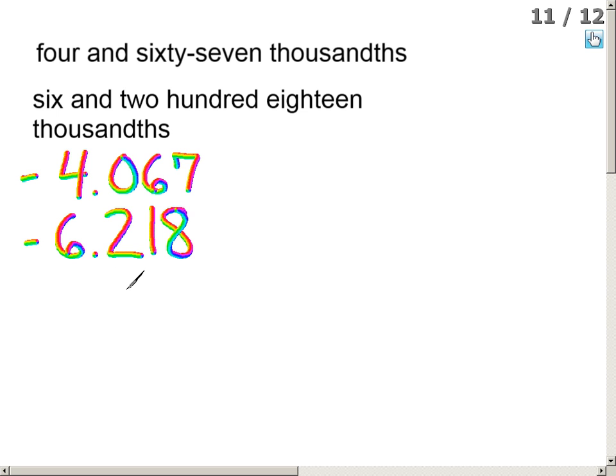Okay, here are your 2 answers. We have 4.067. I understand that's not mathematically correct how I said it, but I'm just trying to show you the answer here. It's important to know that you have to have a 0 in front of that 67 in order for that 7 to fall in the thousandths place. Second one, 6 and 218 thousandths. You can see the answer right here.